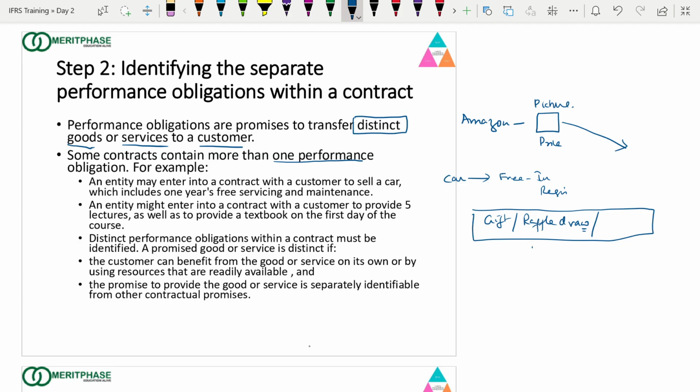So, when we are doing these things, there is more than one performance obligation. An entity may enter into a contract with the customer to sell a car that includes free servicing and maintenance. There are different examples. An entity might enter into a contract with the customer to provide 5 lectures, and they will say that study material is free.